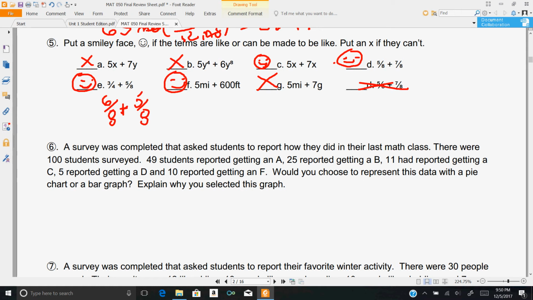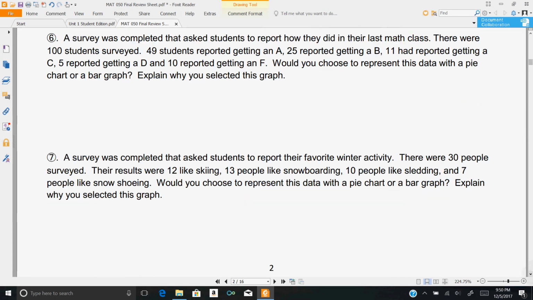Anyway, pause the video now, take a look at question 6, then come back and I will show you how I would do question 6. Okay, now that you have looked at question 6, it's talking about a survey. A survey was completed that asked students to report how they did in their last math class. There were 100 students surveyed, 49 reported getting an A, 25 reported getting a B, 11 had reported getting a C, 5 reported getting a D, and 10 reported getting an F.